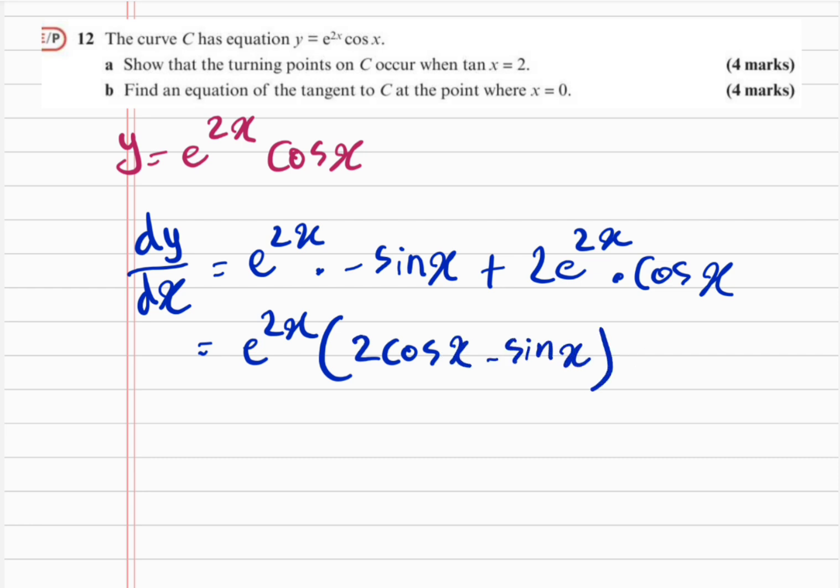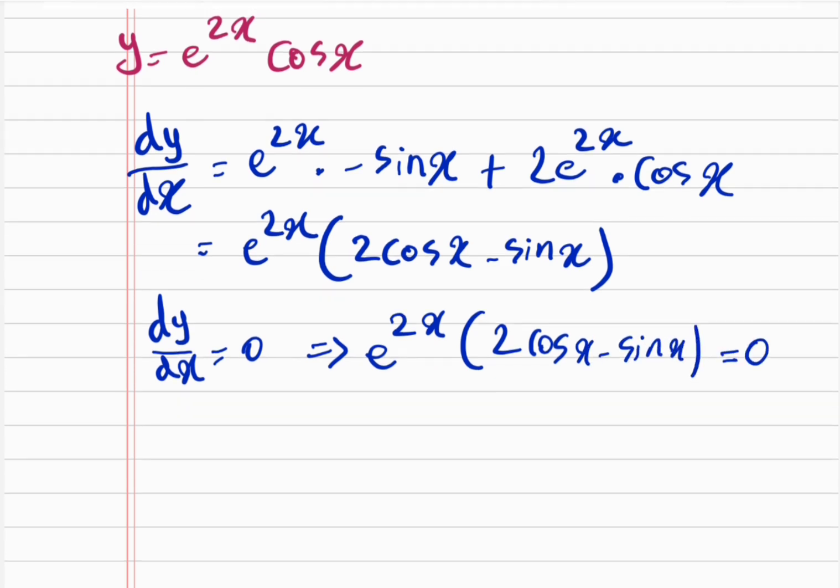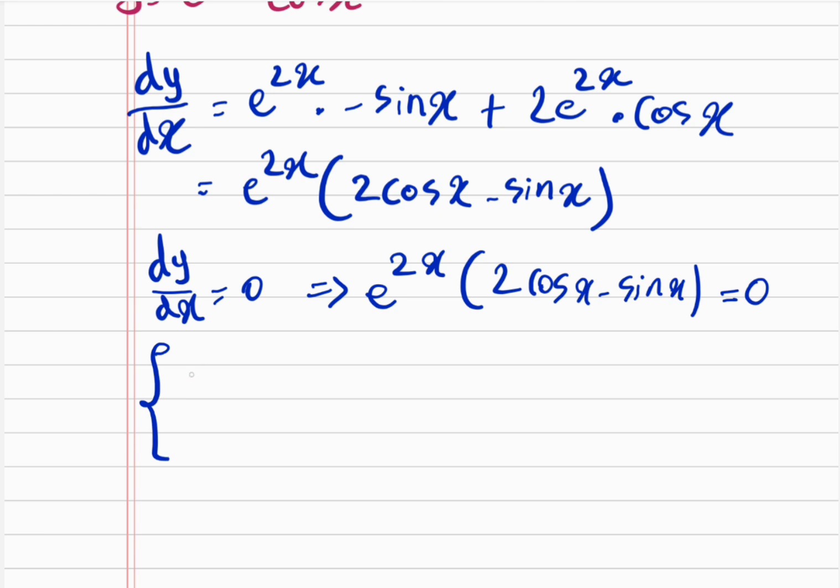Right. Now we want to find the turning points, so we need to solve dy/dx = 0. Actually, we don't need to find the turning points in this question because it's just asking us to show that if you want to find the turning points, we can use this equation. So we have e^(2x) times (2 cos x minus sin x) equal to 0. There are two cases if you want to solve this equation. Either e^(2x) = 0, or 2 cos x minus sin x = 0.